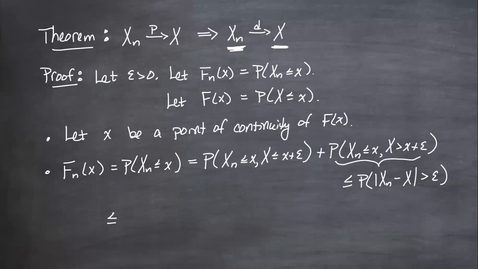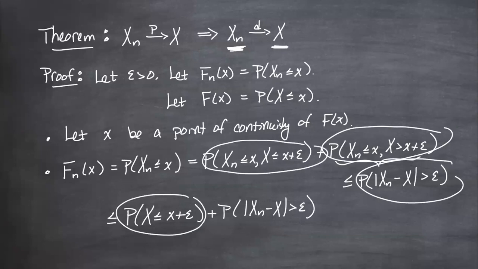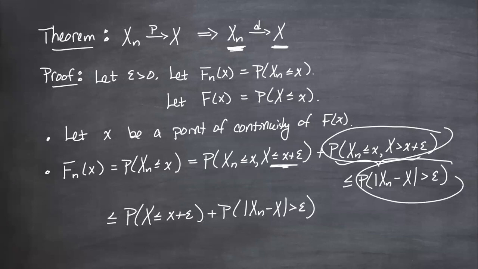So in conclusion, this entire line I can write as less than or equal to the probability that X is less than or equal to x plus epsilon, plus the probability that absolute Xn minus X is greater than epsilon. So again, I have bounded this term above by this term, and I have bounded this term above by this term. One more time, up here, I need two things to happen, and that happens with some probability. But if I only need one of them to happen, which is happening over here, that's going to be easier to do. So a higher probability.